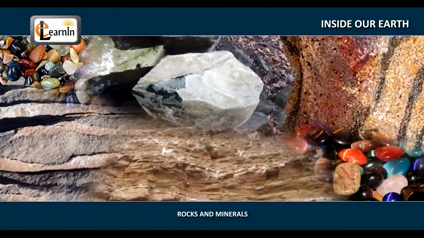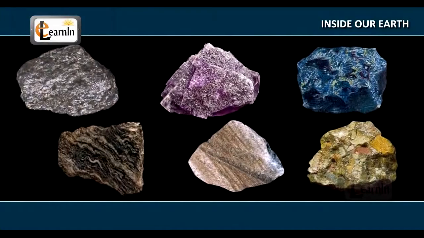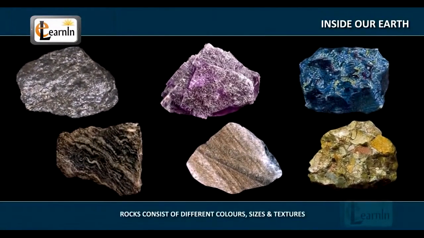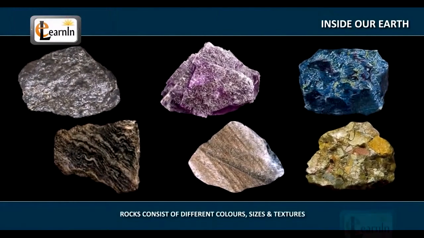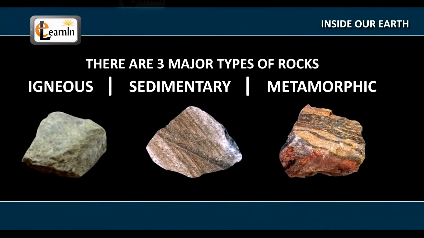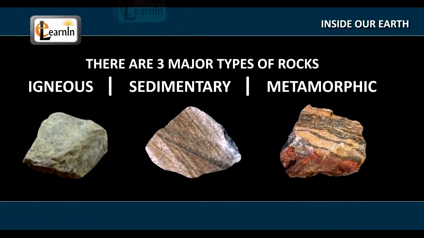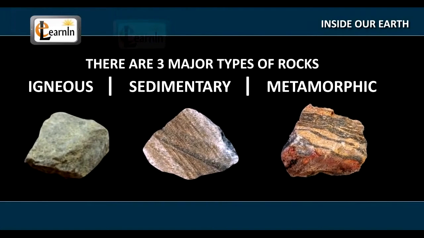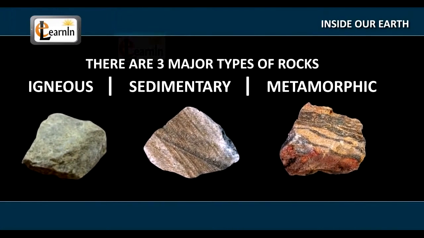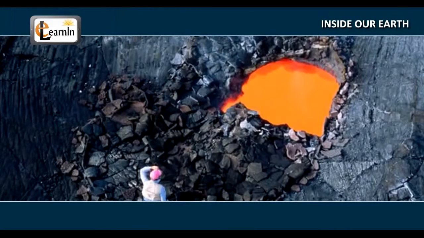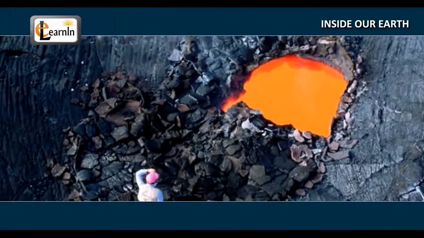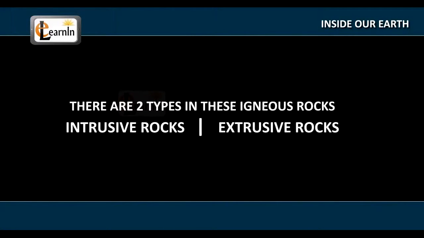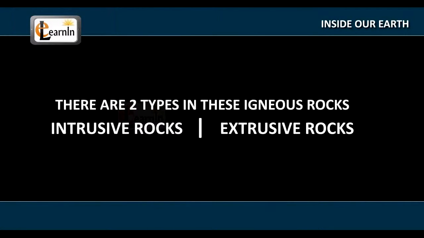Rocks and minerals. A natural mass of mineral matter that constitutes the Earth's crust consists of rocks of different colors, sizes, and textures. There are three major types of rocks: igneous, sedimentary, and metamorphic. The formation of these igneous rocks, or primary rocks as they're also called, occurs when the molten magma cools and becomes solid. There are two types of these igneous rocks. They are intrusive and extrusive rocks.